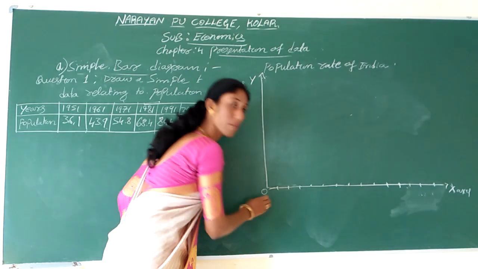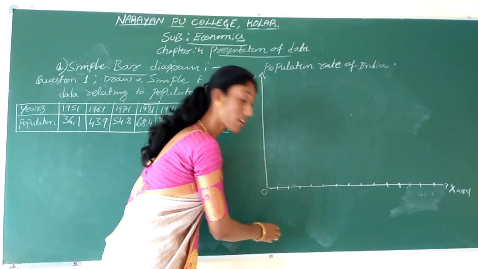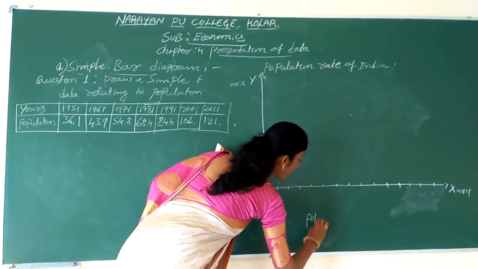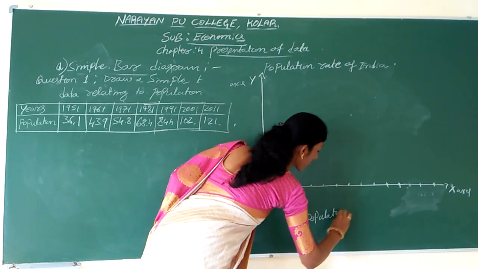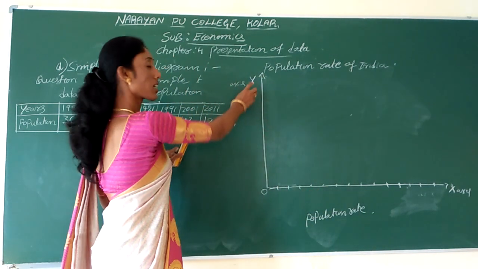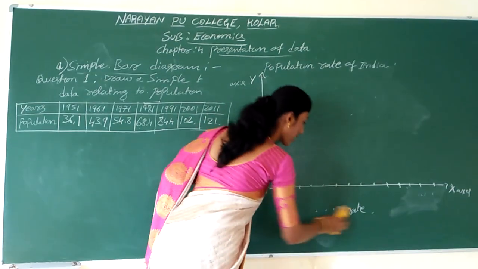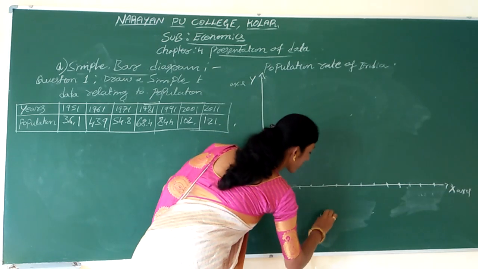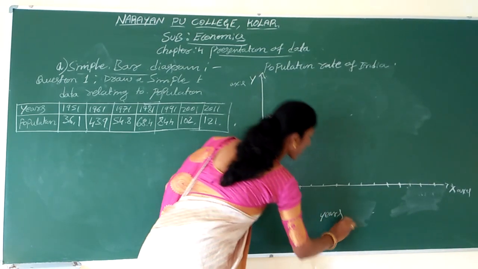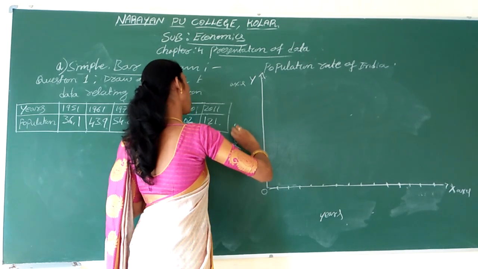Mention here what we are measuring on each axis. Sorry, on the x-axis we are measuring the years, and on the y-axis we are measuring the population rate.